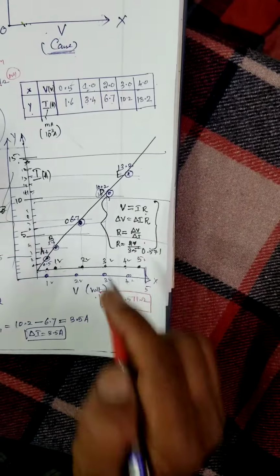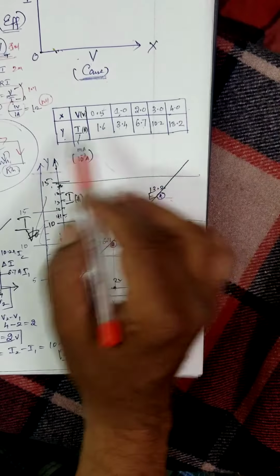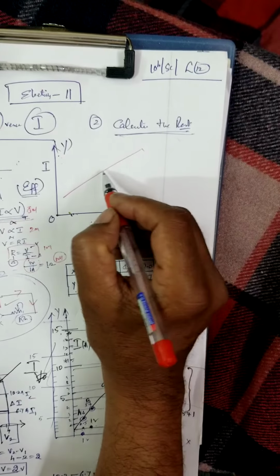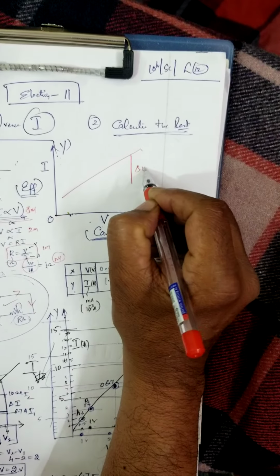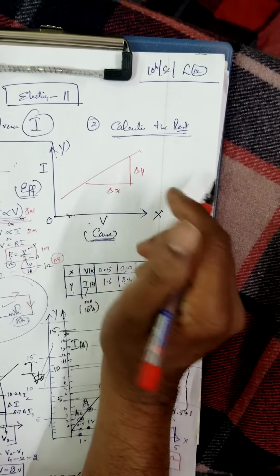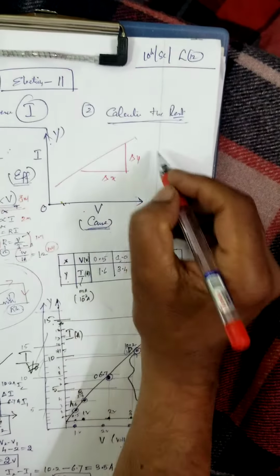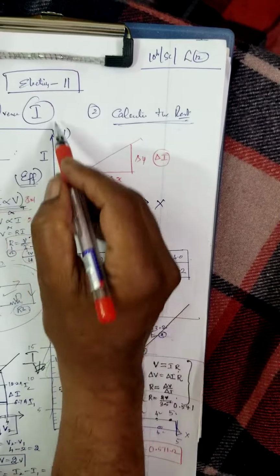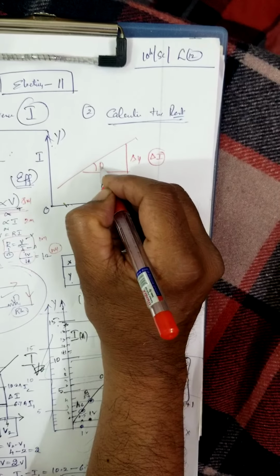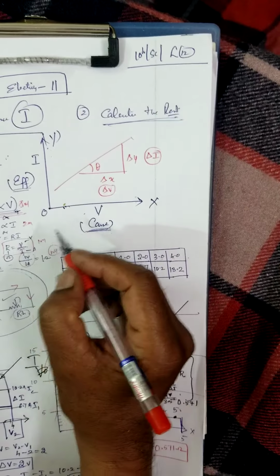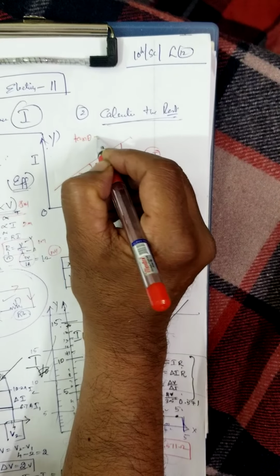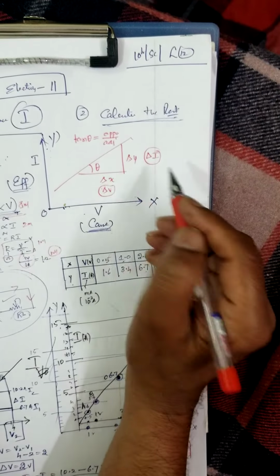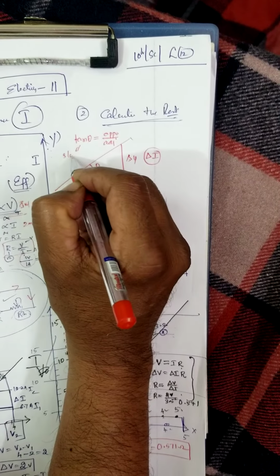I will use this small space, as conservation of space is important. Here, if you take any line, I take this one line. This is the difference in Y, this is the difference in X. In this case, the difference in current and the difference in voltage we got, is it not? In trigonometry you have studied theta. Theta is some angle. Tan theta is equal to opposite over adjacent.